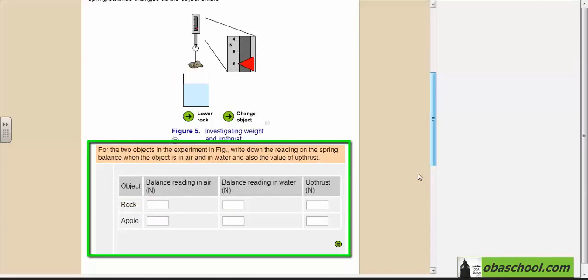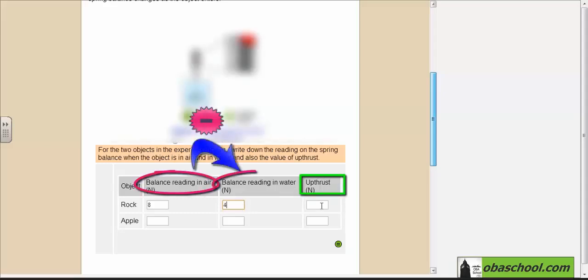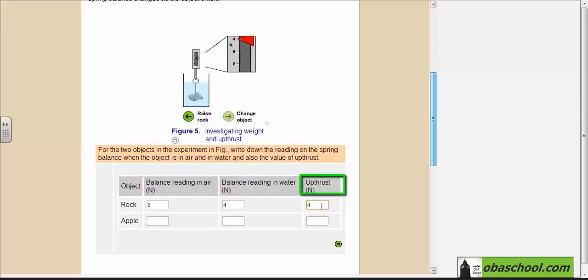So we have an indication of 8 on the spring balance. For the two objects in the experiment, you can write down the reading on the spring balance when the object is in the air and in water, and also the value of the upthrust. So here the balance reading in air is 8 newtons. After you lower the rock, the balance reading in water is 4 newtons. So to get the upthrust, that is the balance reading in air minus the balance reading in water, which is 8 minus 4, equal to 4 newtons.